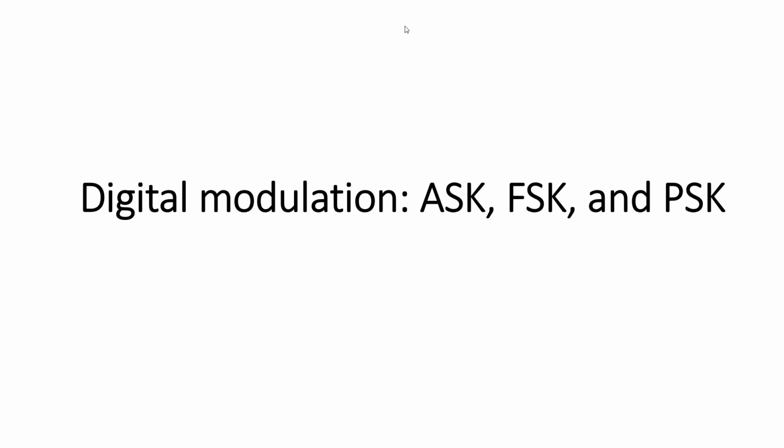Binary data requires two discrete levels of amplitude, frequency, or phase modulation, called binary shift keying. A group of bits can be clubbed together to form M-ary shift keying. So today we are going to talk about these three main digital modulation techniques. First one is amplitude shift keying, second is frequency shift keying, and third is phase shift keying.